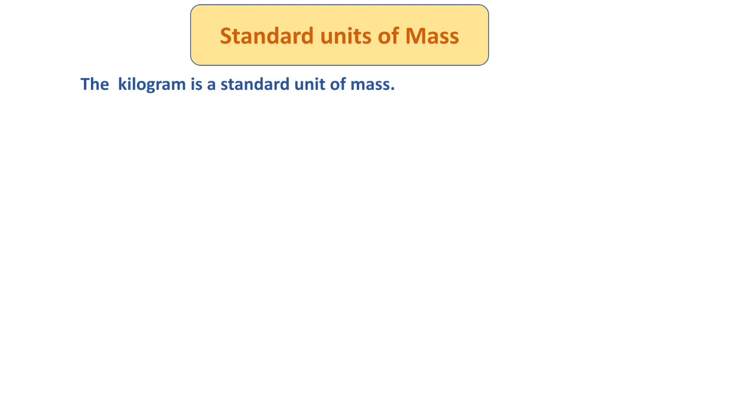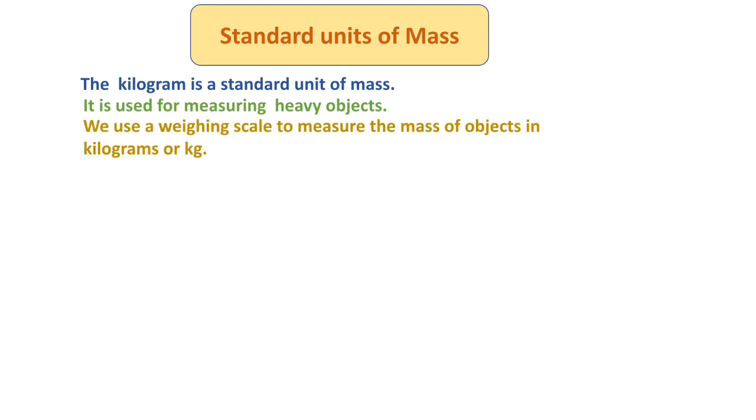The kilogram is a standard unit of mass. We can measure different objects in kilograms. It is used for measuring heavy objects. Or we can say the kilogram is a bigger unit. We use a weighing scale to measure the mass of objects in kilograms. We write small kg for kilogram.